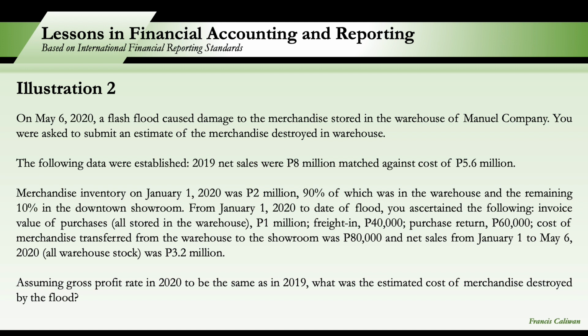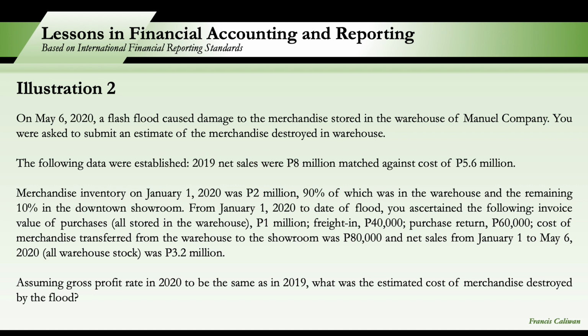Merchandise inventory on January 1, 2020 was 2 million, 90% of which was in the warehouse and the remaining 10% was in the downtown showroom. So beginning inventory, 90% in the warehouse, 10% in the showroom. From January 1 to the date of flood, which is May 6, you ascertain the following: invoice value of purchases, all stored in the warehouse, is 1 million. There is also freight in of 40,000. There is purchase return of 60,000. And then the cost of merchandise transferred from the warehouse to the showroom was 80,000.